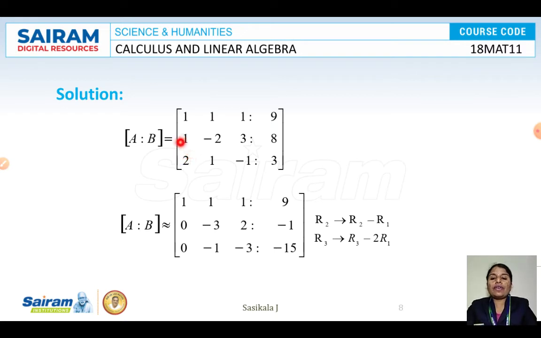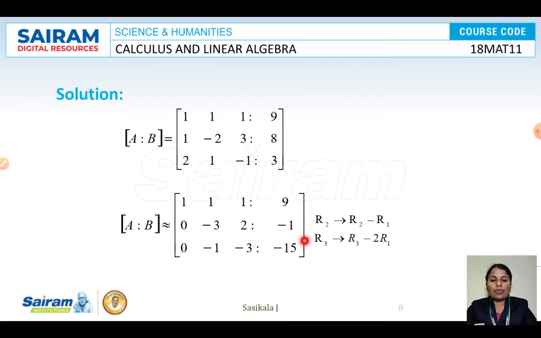We need to convert the first element of the second row and third row to 0 by using the first element in the first row. You can see a11 is 1, right? So now I am going to write R2 implies my old R2 minus R1. Since my R2 value is 1, I can subtract it and get a 0.